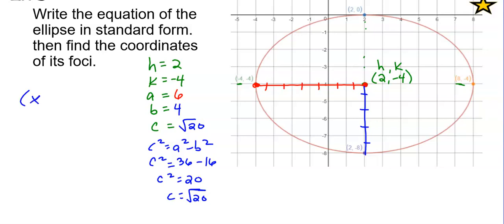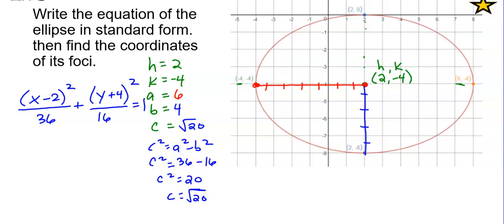So it's just x minus h, so x minus 2 squared over a squared. So 6 squared is 36. And then you're always going to have a plus sign in the middle, and then you're doing your y's. So y minus negative 4. Y plus 4 squared over b squared. B squared, 4 squared is 16. And then we're always going to be equal to 1. So that's really it. That's your equation.